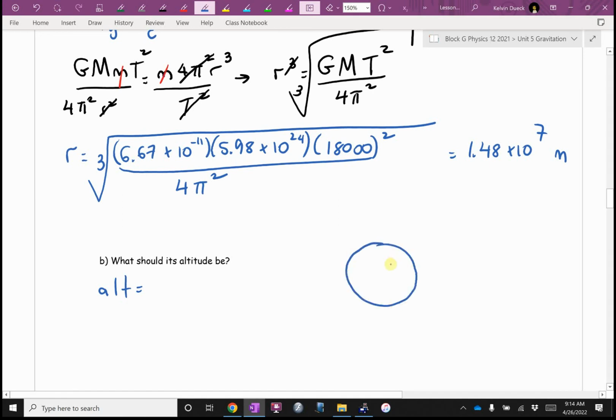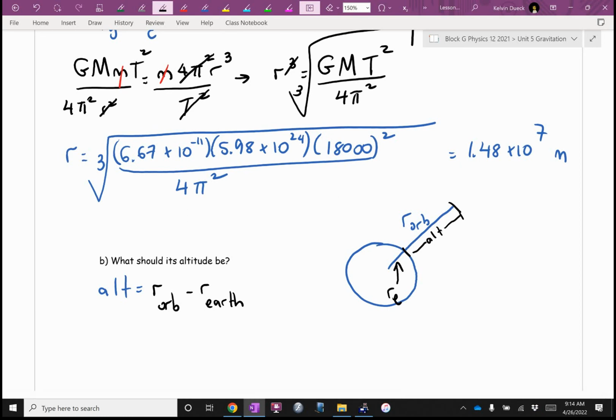Well, here's Earth. There's orbital radius. That's going to be the altitude. It's going to be R orb minus R Earth. In the same way, if you need R orb and they give you altitude, it's altitude plus R Earth gives you R orb. I don't know if you want to add that to your blue sheet or not.